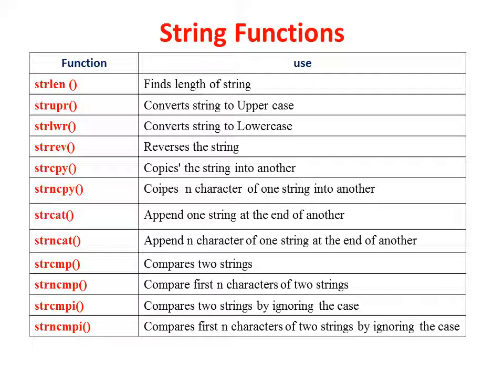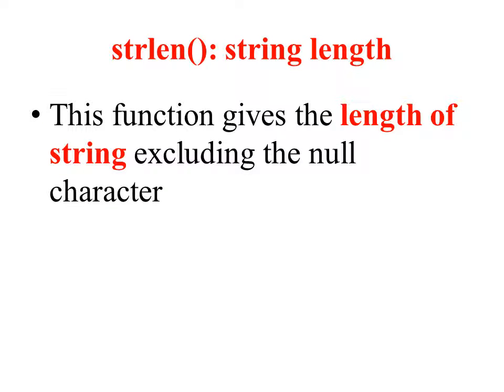It compares the two strings by ignoring the case, that is uppercase or lowercase, which is not done by the previous two functions. And the next one is strncmpi, with i for ignoring case and n for the number of characters. In short, this function is used to compare the first n characters of two strings by ignoring the case. Now let's see one by one in detail.